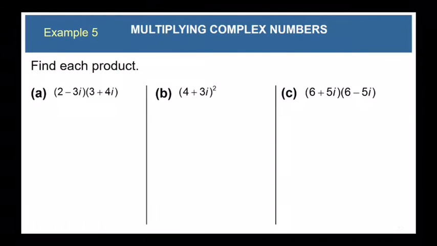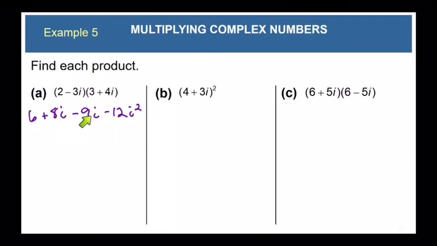Okay, here we have a few complex numbers to multiply together, and so we'll be thinking about the FOIL method as we do this. First times first here is going to be 6. Outer times outer is 2 times 4i, so that's going to be plus 8i. Inner times inner is going to be minus 3i times 3, so that's minus 9i. And then last times last is going to be minus 12i squared.